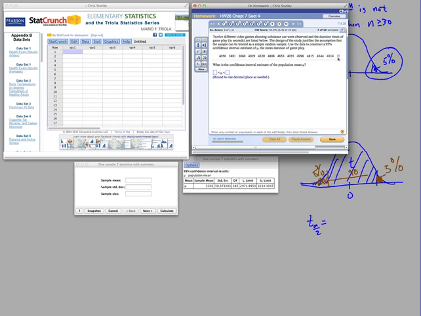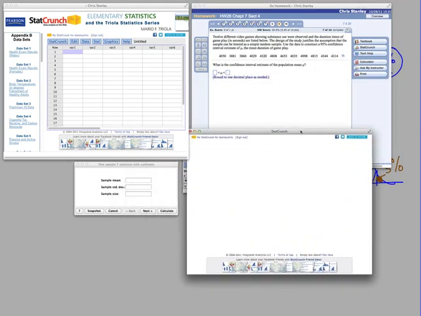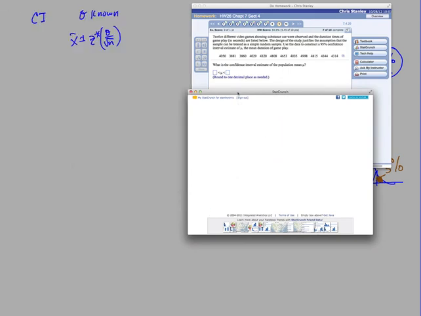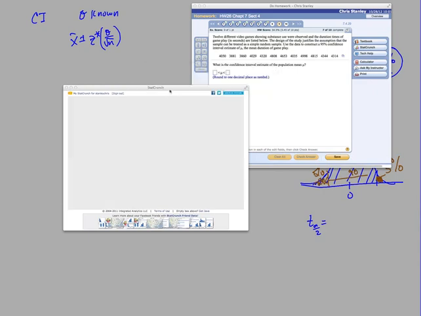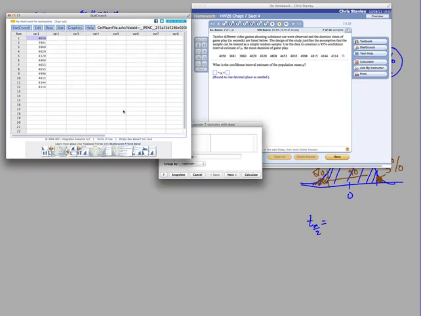Okay, so this problem you have to open in StatCrunch. So now this is not a summary, this is actually a data problem. Okay, so I'll just get you started here. So you have your data in here. So when we go to our t statistic, we're going to say with data.